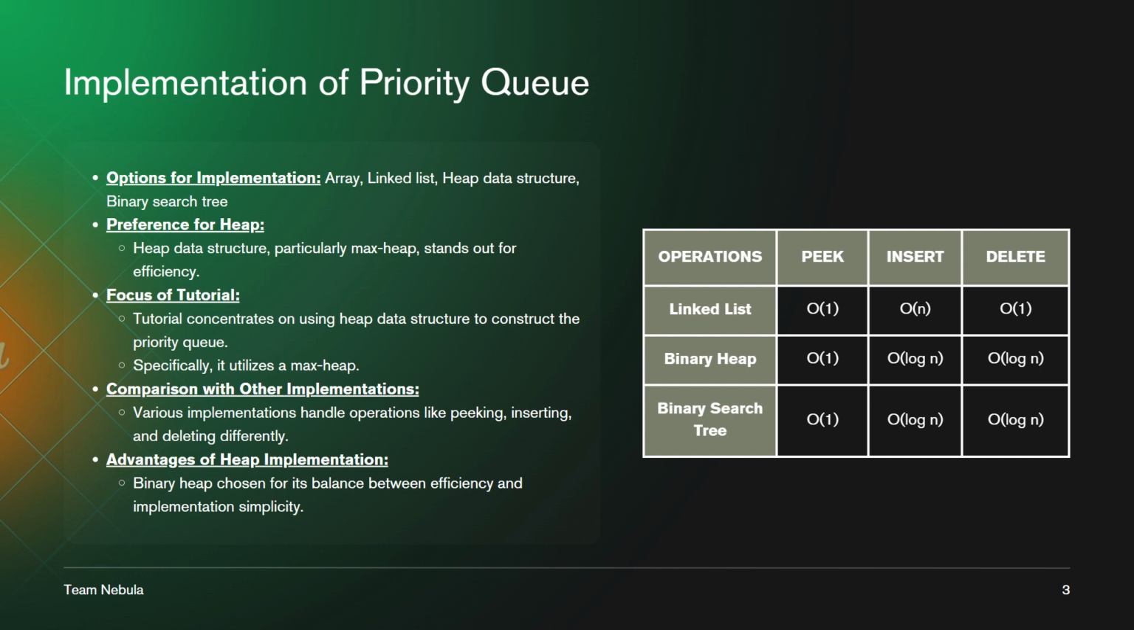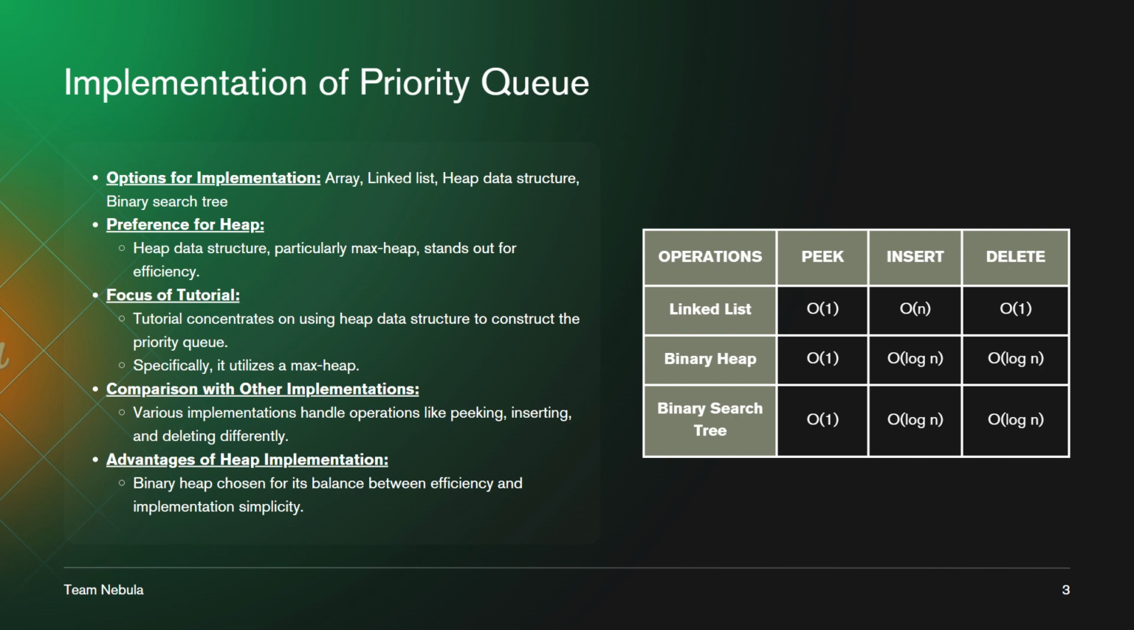If you are curious about how a max heap works, you can learn more by checking out materials on max heap and min heap. Now, if we compare different implementations of the priority queue, you will see some differences in how they handle operations like peeking, checking the top element, inserting and deleting.